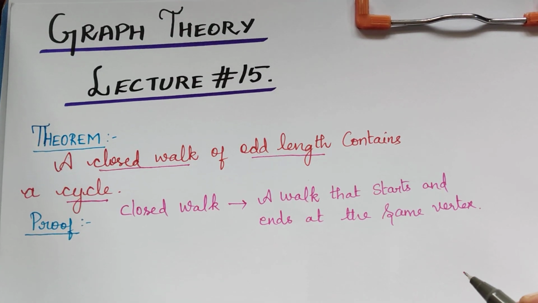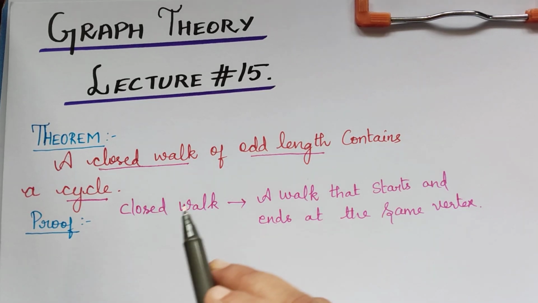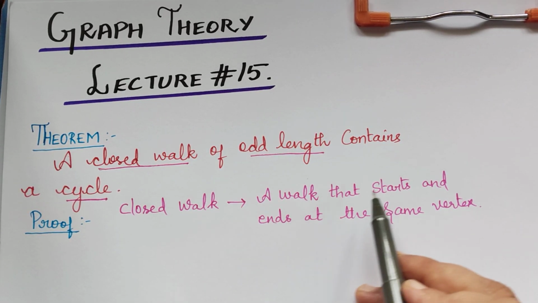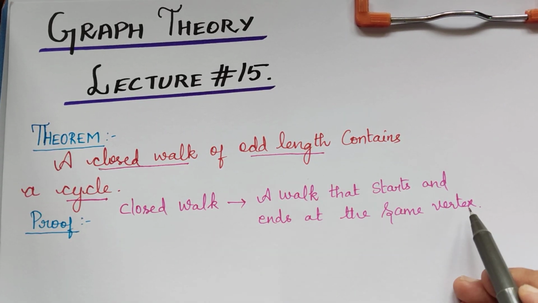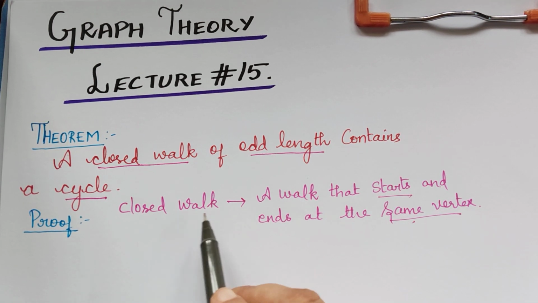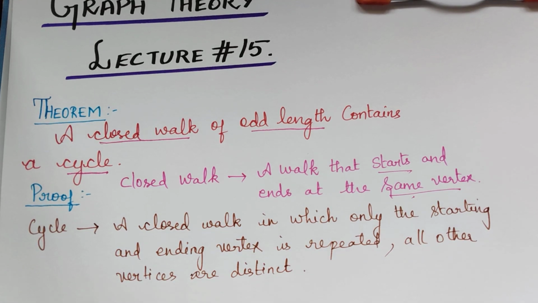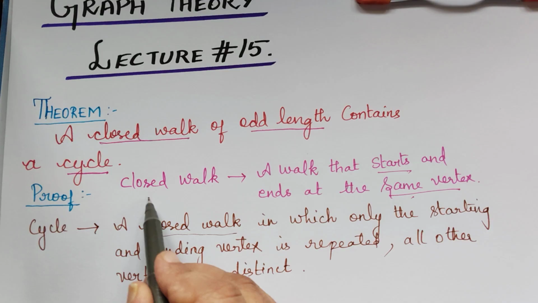We have already seen what is a walk, which is a sequence of vertices and edges. Now, a closed walk is a walk that starts and ends at the same vertex. So, if the initial vertex and the terminal vertex both are same, then it is said to be a closed walk. And what is a cycle? A cycle is a closed walk actually. It is same as this.